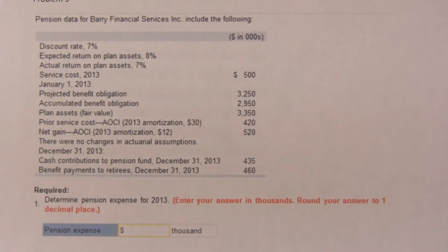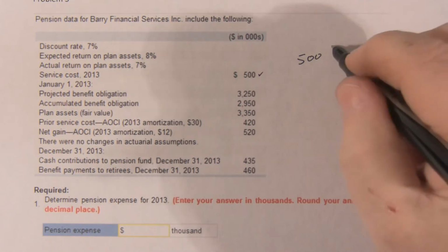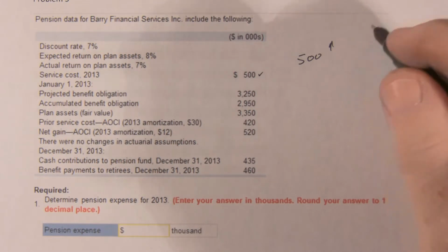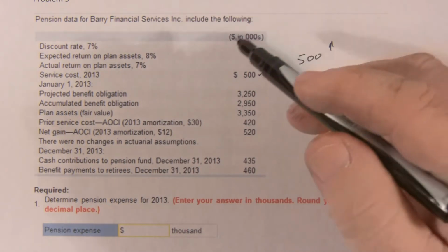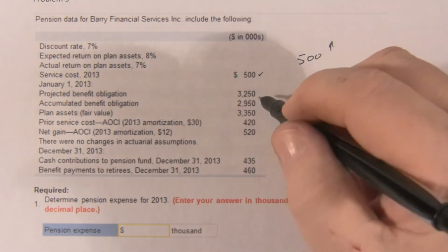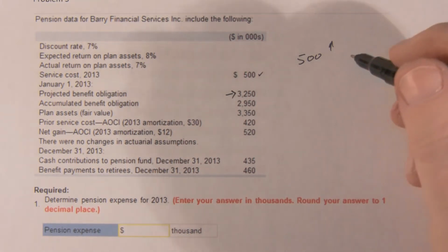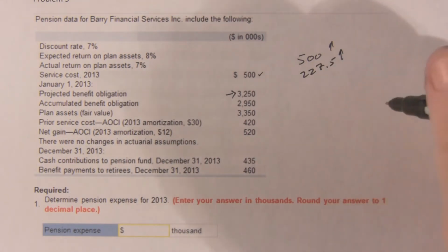Okay, the first thing we need to do with this one is to figure out our pension expense. Well, let's go through. Service cost, that's certainly part of pension expense, so that increases our pension expense. And what else do we have here? We have our interest cost. Our interest is 7%, that's our discount rate. We're paying interest on our PBO, so 7% of that is 227,000.5. That increases our interest expense.